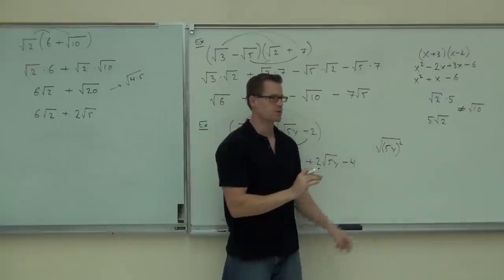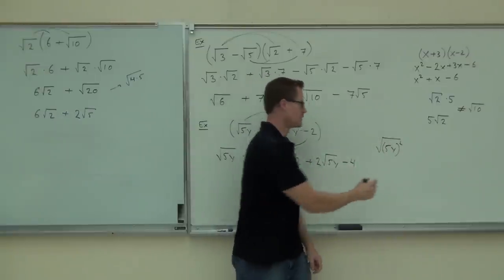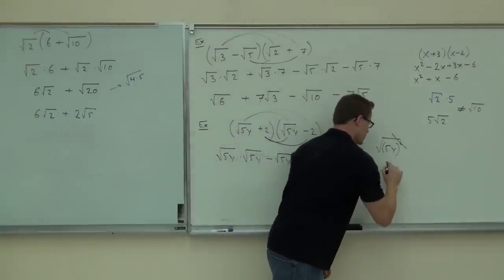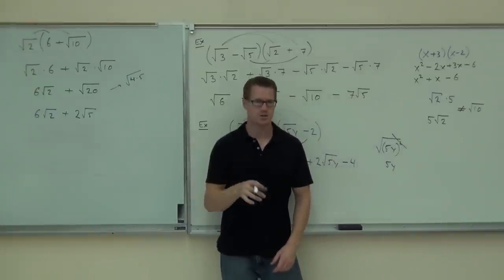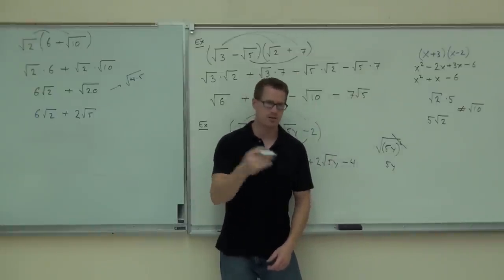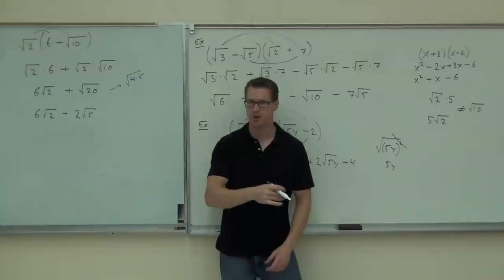What does a square root and a square do? In fact, if you think of the square root of 25y squared, the square root of 25 is 5. The square root of y squared is y. You get 5y back again.